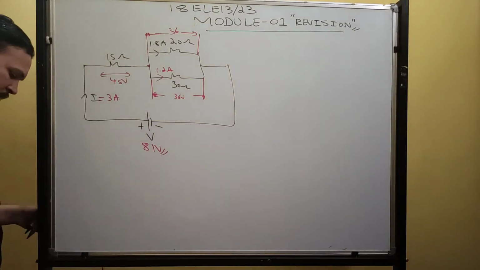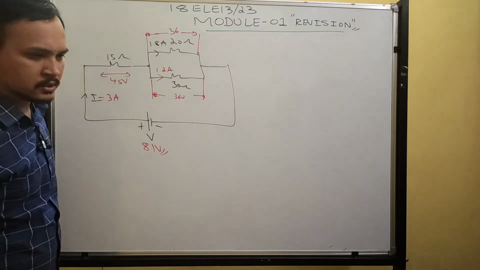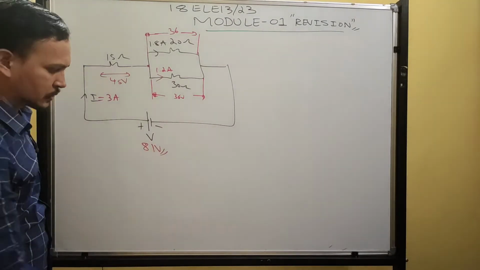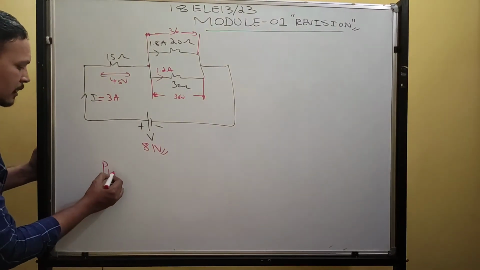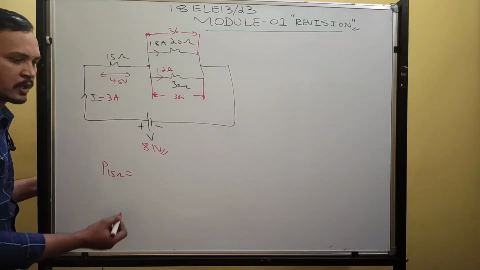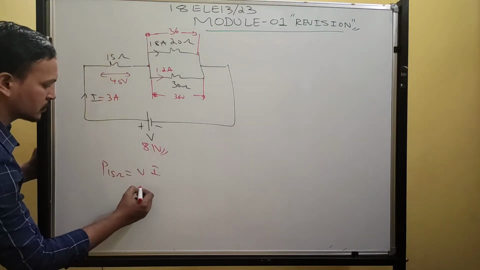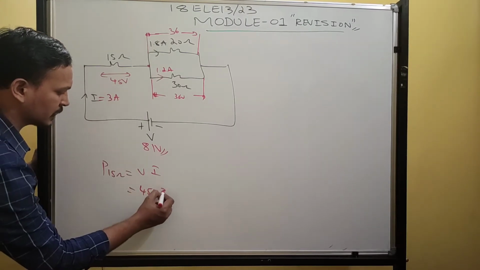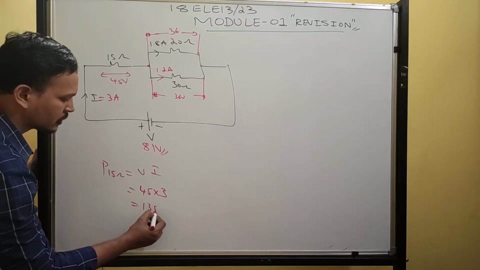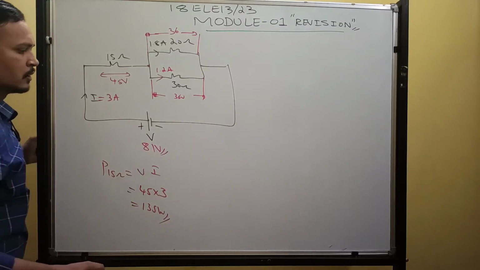I found voltage across all the resistances and current in all the resistances and voltage across the network also. What are other things? You can calculate power in the 15 ohm resistance. What is the power formula? Voltage into current. I am finding power in only the 15 ohm resistance. What is voltage in the 15 ohm resistance? 45. What is current in that? 3. 45 times 3 is how much? 135 watts. Over. The next one.